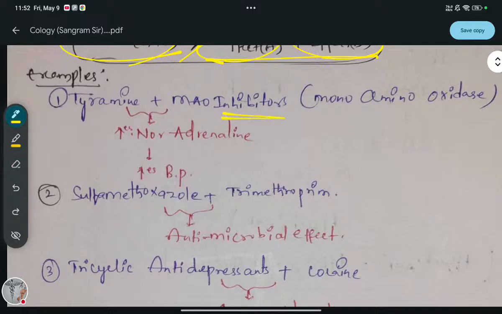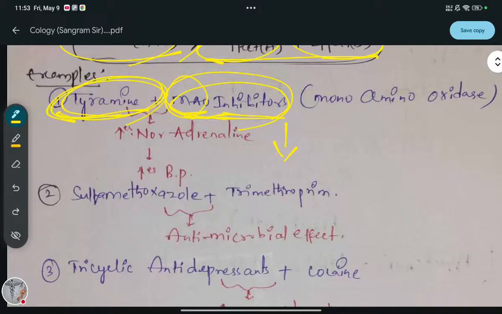So MAO inhibitor means you can take any drugs which are MAO inhibitors. For example, physostigmine also. No, physostigmine is a cholinesterase inhibitor. So you can take any MAO inhibitor. If you take that monoamine oxidase inhibitor, it will cause a decrease in the monoamine oxidase enzyme. When monoamine oxidase enzyme decreases, the metabolism of tyramine will also decrease. So when metabolism of tyramine decreases, the noradrenaline level will increase.